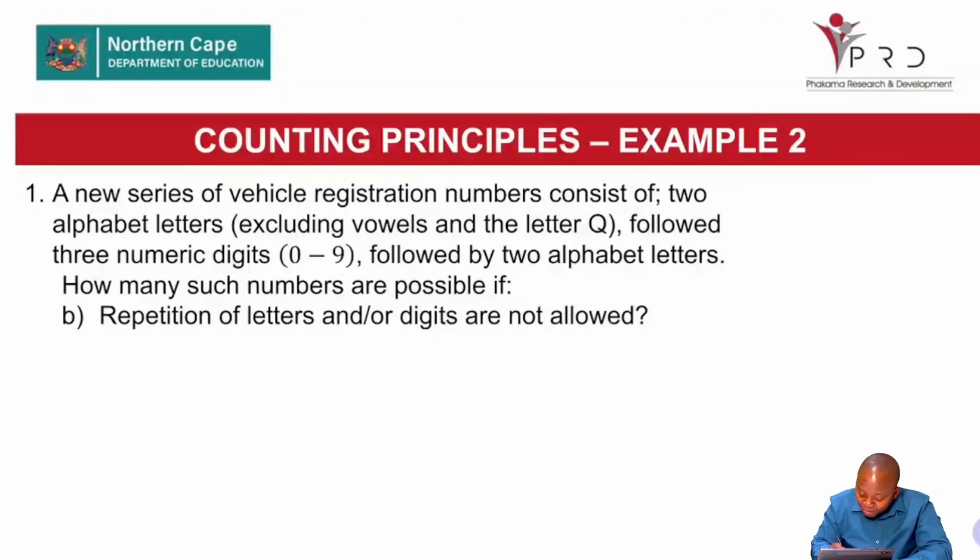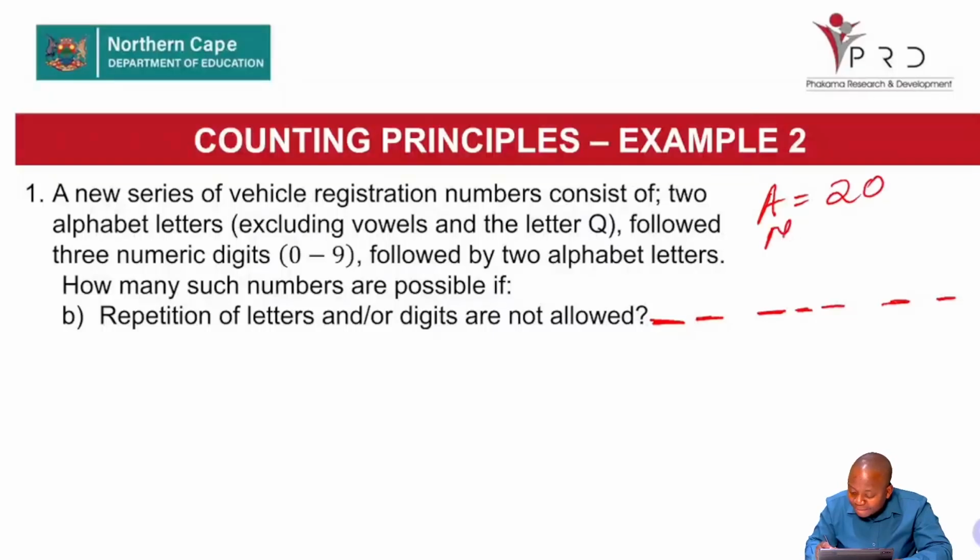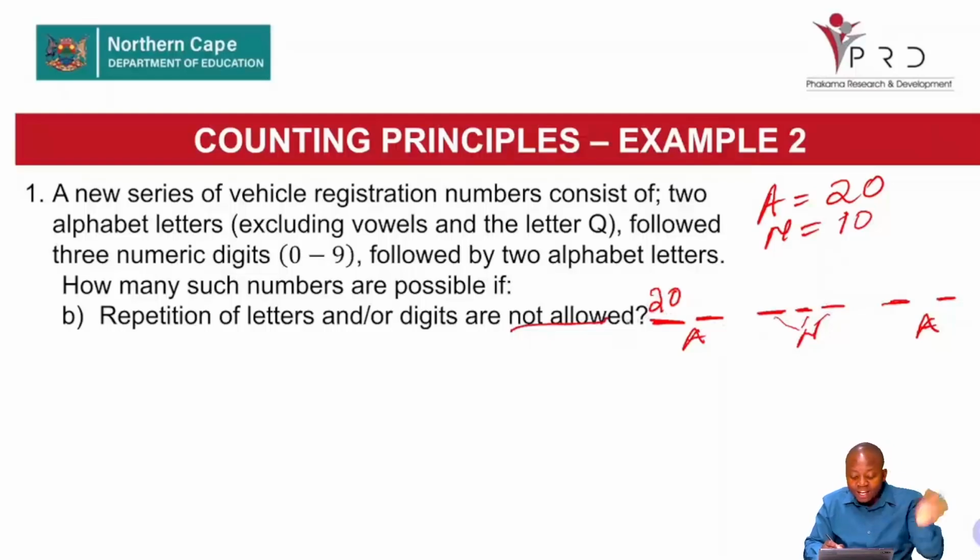Very interesting. Let's talk about this one. So remember, for our alphabet, we have 2. Numbers, we have 1, 2, 3. Alphabets, we have 1, 2. Remember, for our alphabet, it's 20. For our numbers, it's 10. What we have? First time, when you choose it, we have 20 options. Repetition is not allowed. If you choose any letter, that means it's 20 minus 1 for the second event.